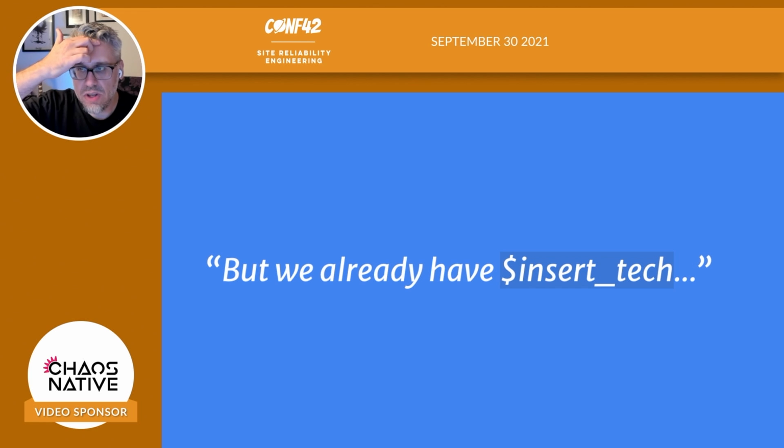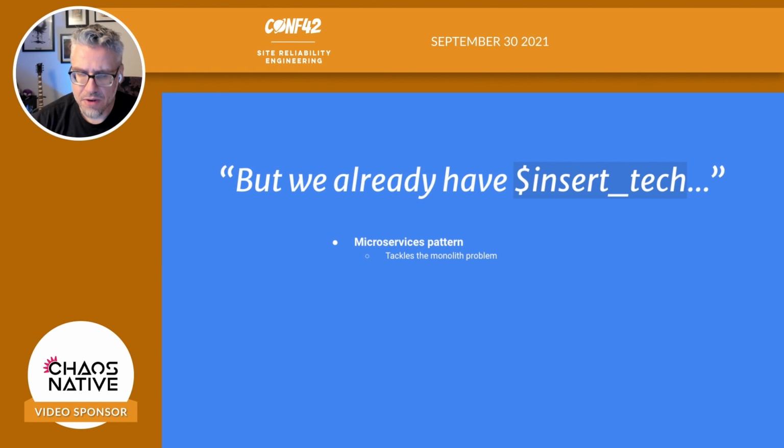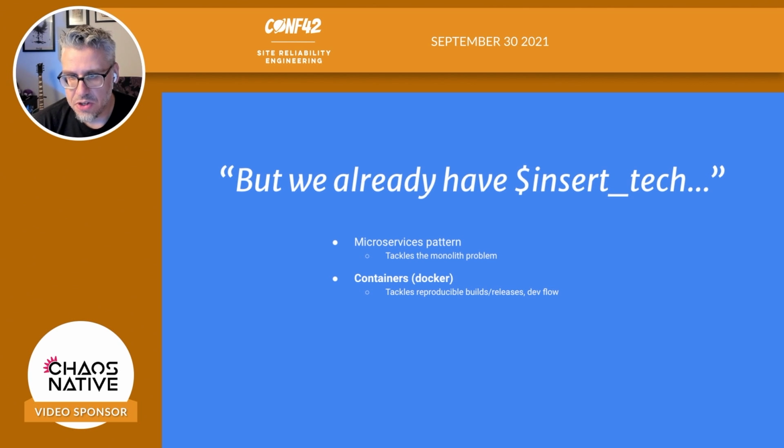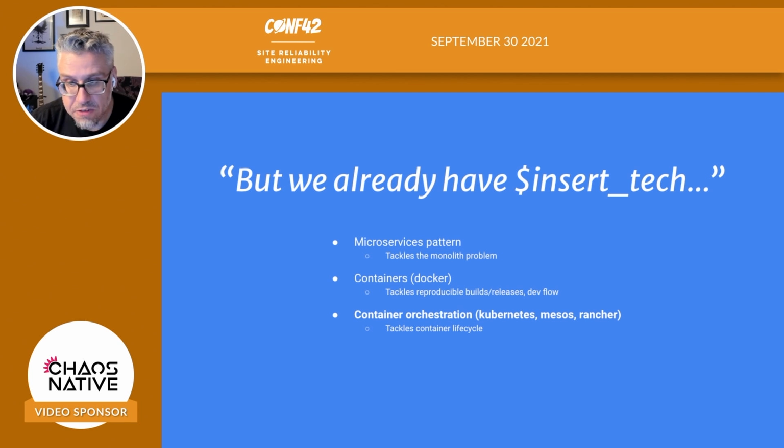Now you might be saying that, well, we already have this, whatever tech. And yeah, you're right. We do. We have the microservices pattern that deals with the monolith problem of being able to decouple things and basically slice them up. And after we slice them up, we slice them into containers, which is perfect. We're now able to have reproducible builds. We have a really nice dev flow. Because everything is in a container now, we can make use of container orchestration such as Kubernetes or Mesos to tackle all the concerns around life cycles, right? The life cycle of a service.